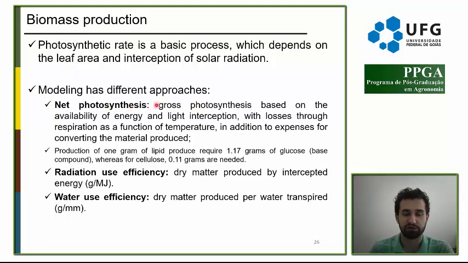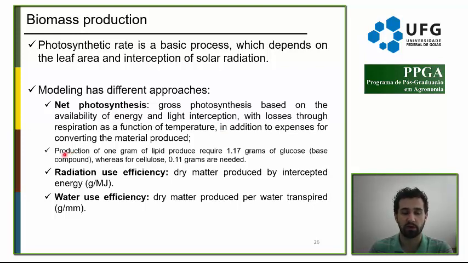We have the net photosynthesis approach, where the gross photosynthesis is calculated based on the available energy and the light interception. This light interception is a function of the Leaf Area Index, which loses carbon through respiration as a function of the temperature, in addition to the expense for converting the material produced. So in this case, the model simulates carbohydrate production, and afterwards, based on the composition of the plant, we have this energy cost to convert the carbohydrate to other components in the system.